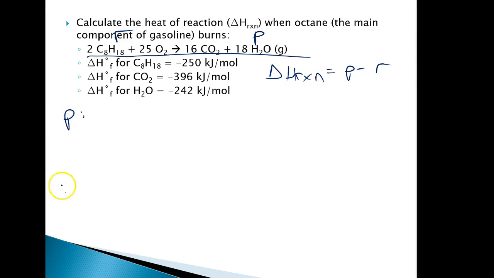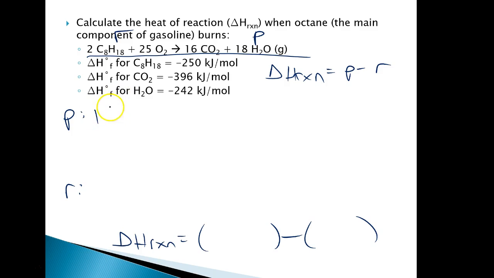So products, add them up. Reactants, add them up. And then find the heat of reaction. Put the products, subtract the reactants. And literally, I would do it this way. Don't do it all on your calculator. You're going to mess up. All right, so let's see if you guys got the right answer.